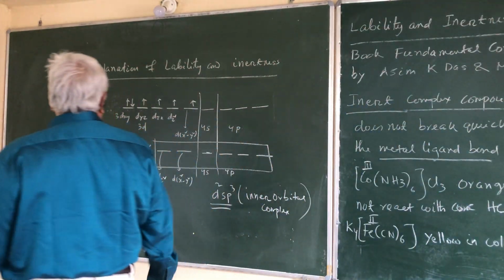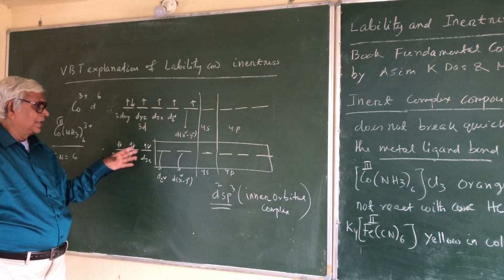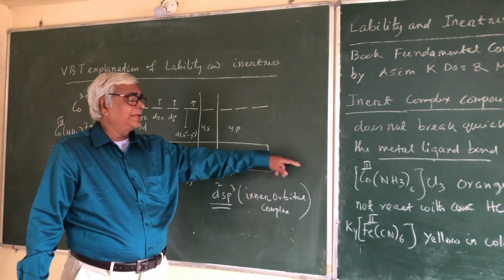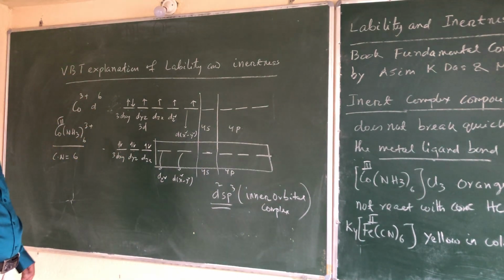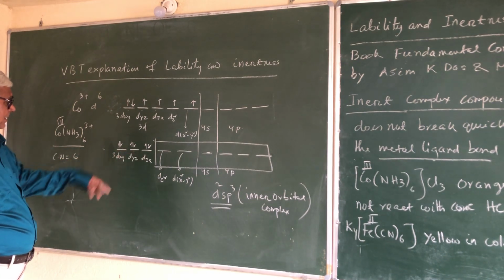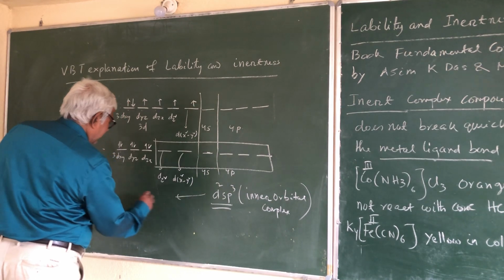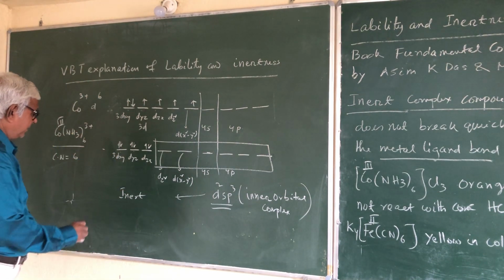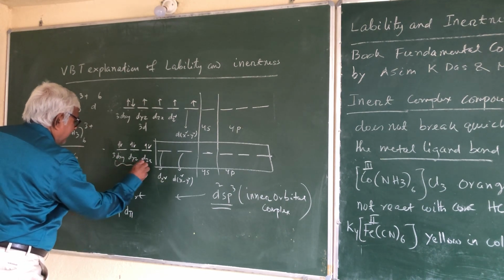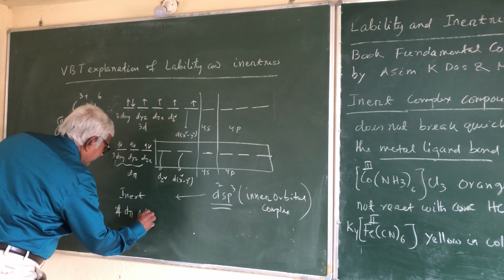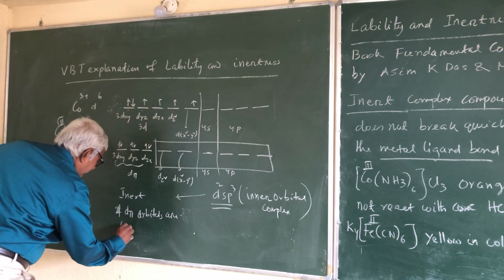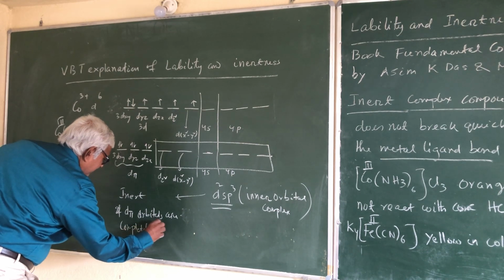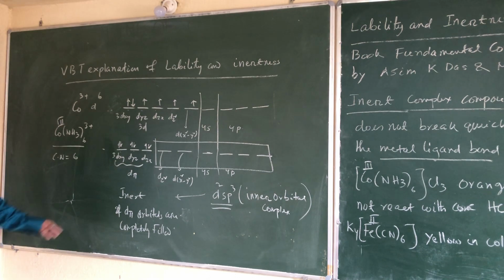Now for this system there is no vacant d orbital. Only vacant outer d orbitals are possible. A vacant outer d orbital will produce a less stable complex. So therefore, inner orbital complexes will be mostly formed. If there is no vacant d orbital, then the complex will be inner. If the d pi orbitals are completely filled, then such complexes will be inner.